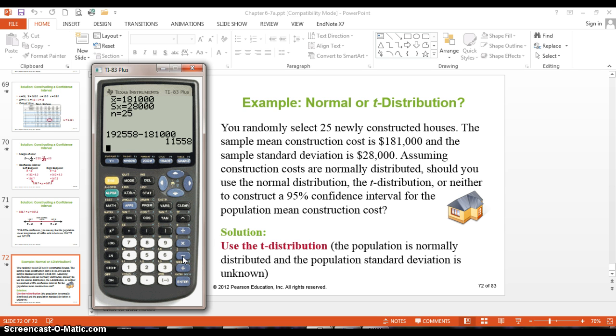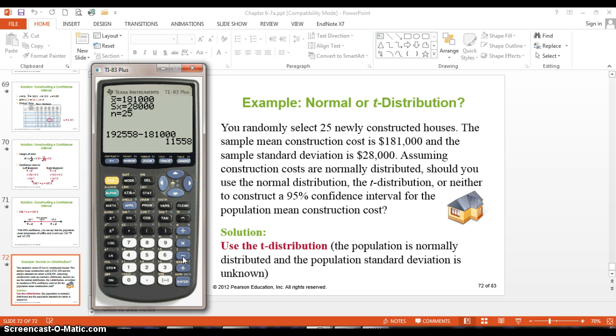So the only thing you really need to know is when you would use a confidence interval, or in this case, a t-interval. When would you use a t-interval? When you're trying to estimate a population mean, which we called mu, and basically we don't know anything about the population standard deviation.